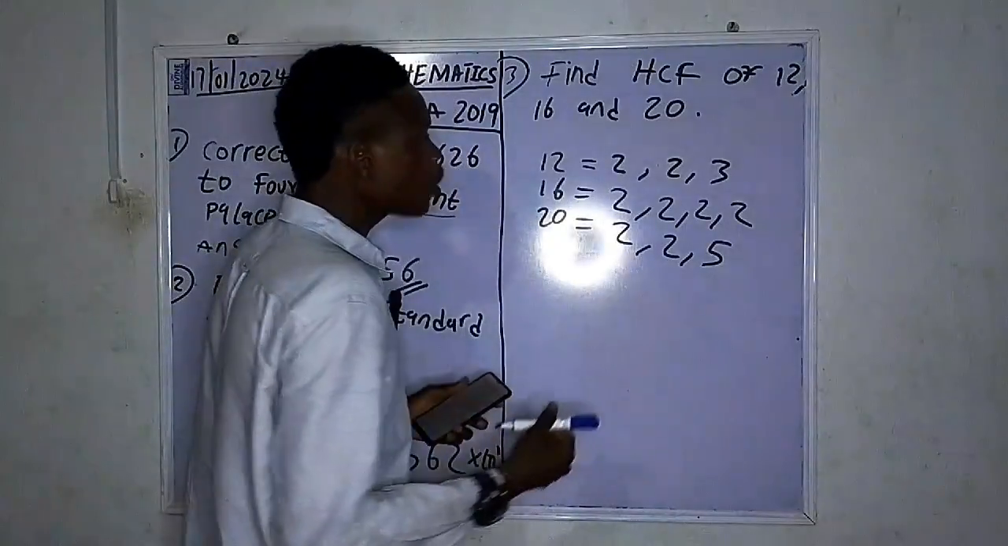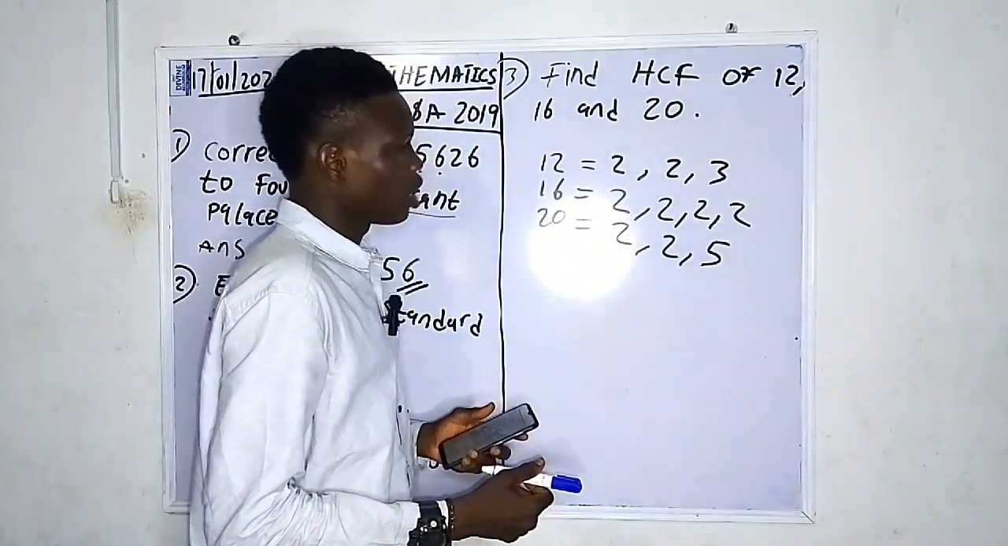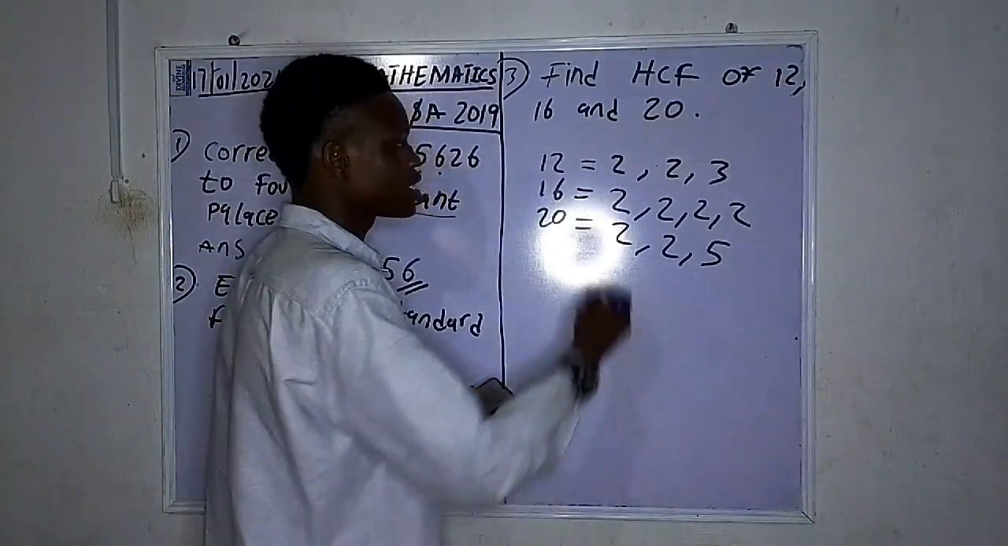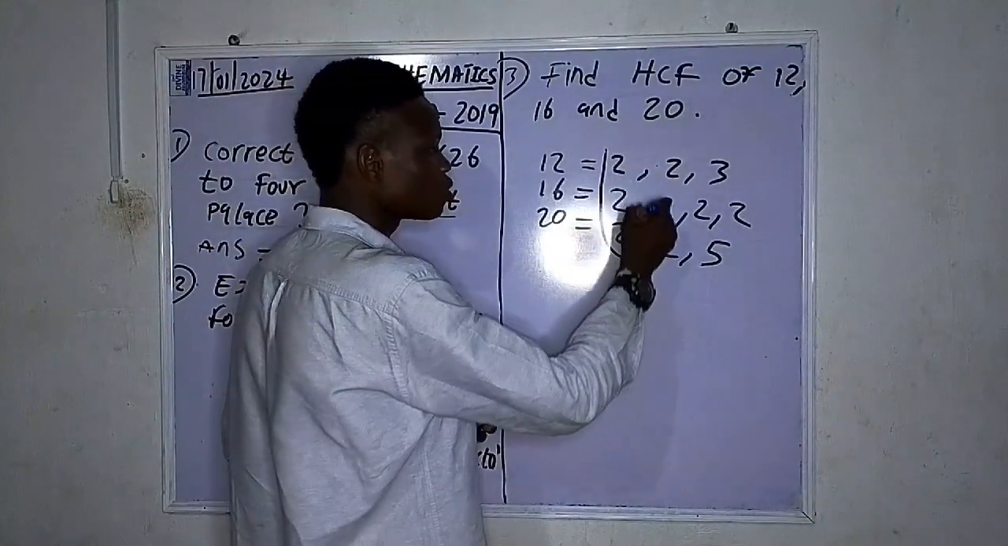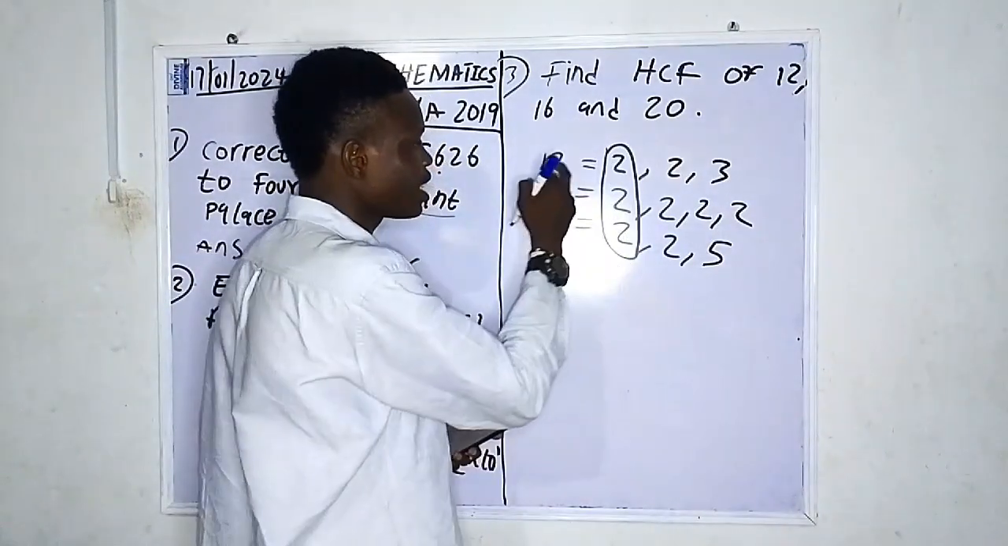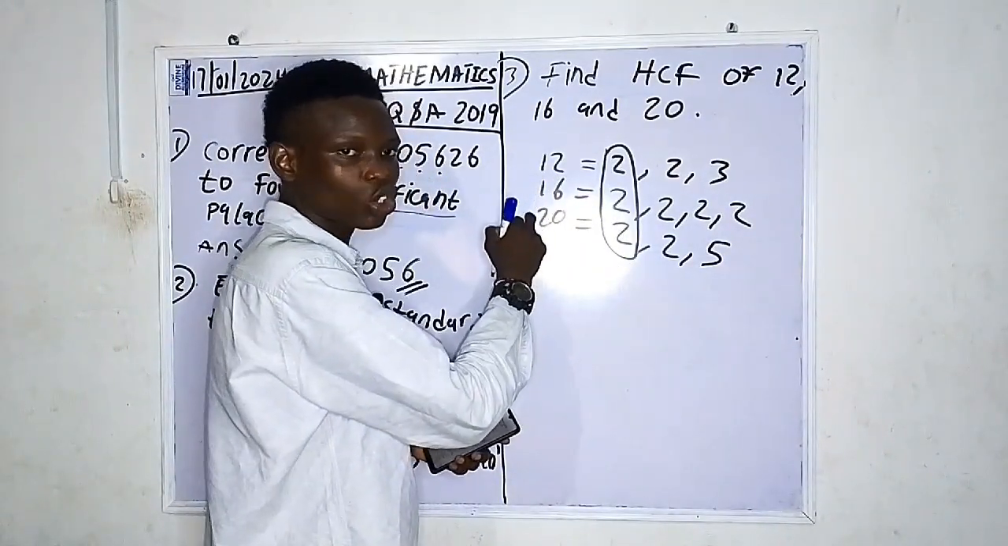Now, what are the common factors we can see here? We can see 2. Why do we say it's a common factor? It simply means it is in the first number, the second number, and the third number.